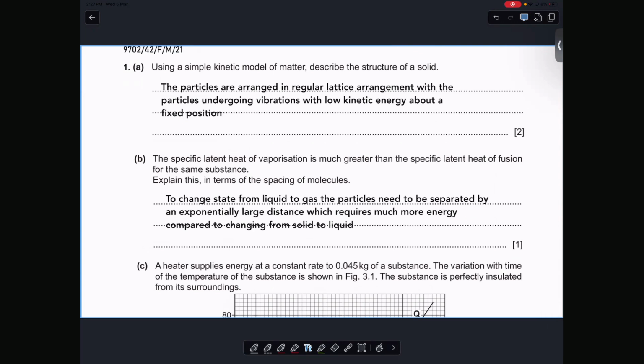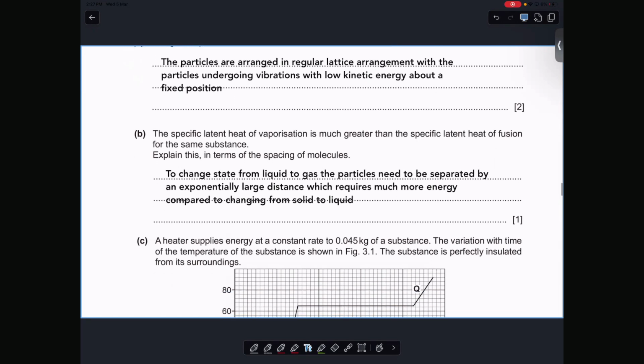Better, drastically, you can say, meaning it doesn't take it very far. Okay, so here it says particles, atoms, molecules closely touching together, repeat in pattern, vibrate over a fixed position. First answer. Second says much greater increase, that increase is what it is doing, underline it. So you have to talk about the fact that there's a large change. To change state from liquid to gas, the particles need to be separated by an exponentially large distance, which requires much more energy. I think increase is what they can imply.